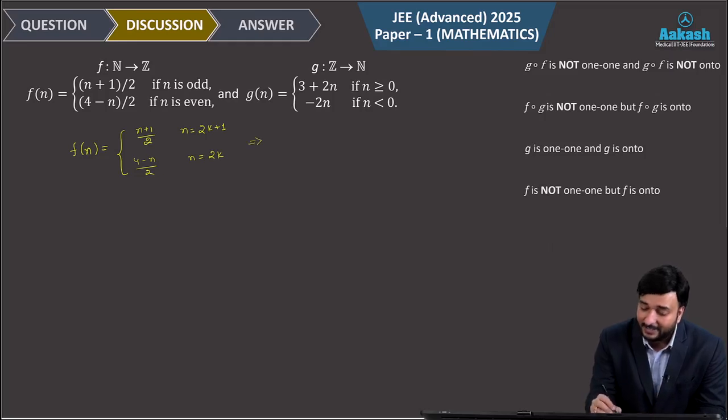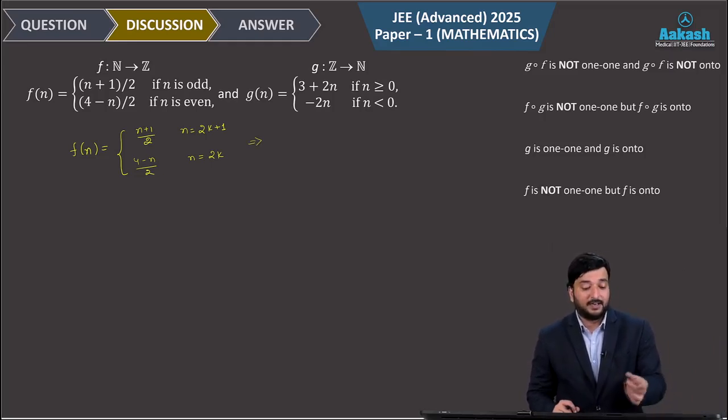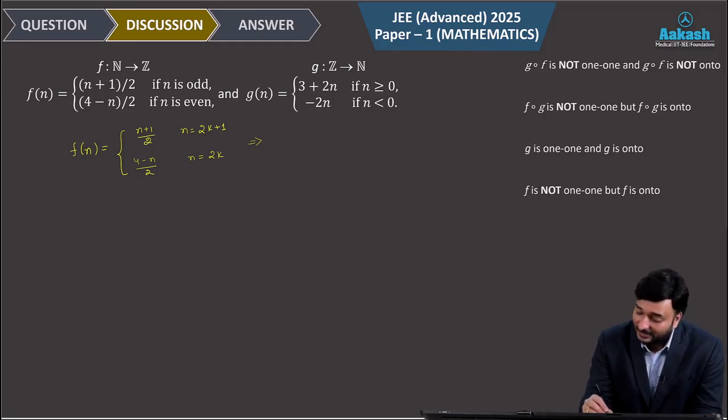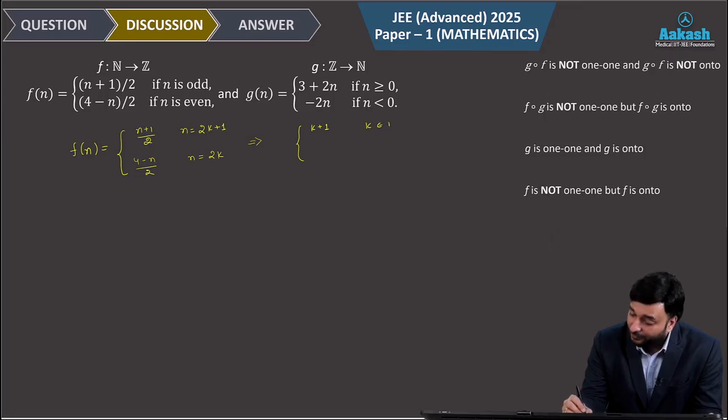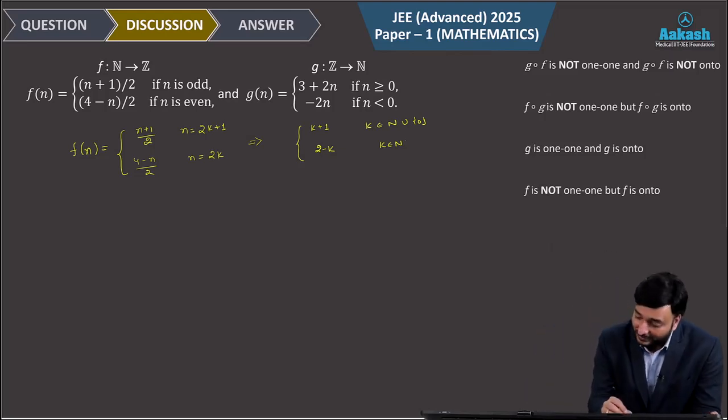Or else we can write it as: if n is equal to 2k plus 1, then the value of k is going to be equal to (n minus 1) by 2, and substituting the values back into the function, we can see that the function will become equal to k plus 1, when k belongs to the natural numbers union with 0, and 2 minus k, when k belongs to the natural numbers. Now we can clearly see from here that for k equal to 0, f of 1 is equal to 1, which will also be equal to f of 2.